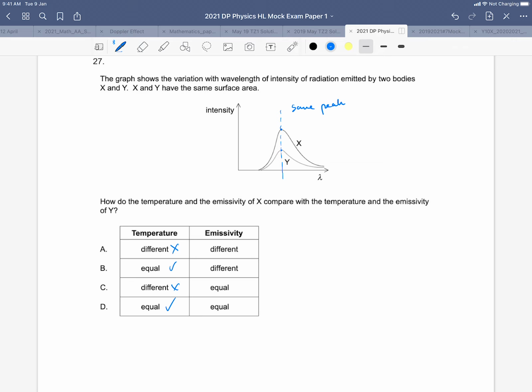So these two curves are due to the emissivity being different, right? So remember, a black body intensity is simply sigma times absolute temperature to the power 4. But black bodies don't really exist. Real objects can be modeled by some factor e between 0 and 1. How close is it to being a black body? And you can see Y is less of a black body than X is, right? So we have different emissivities but equal temperatures.